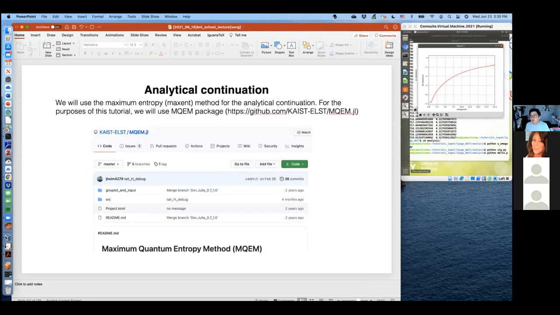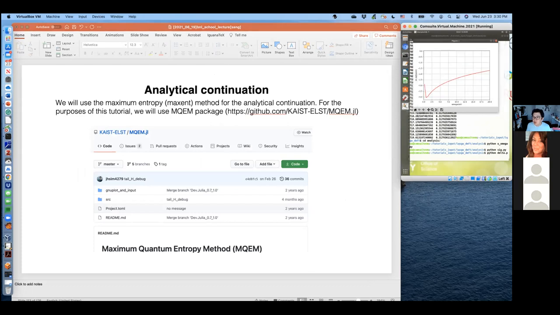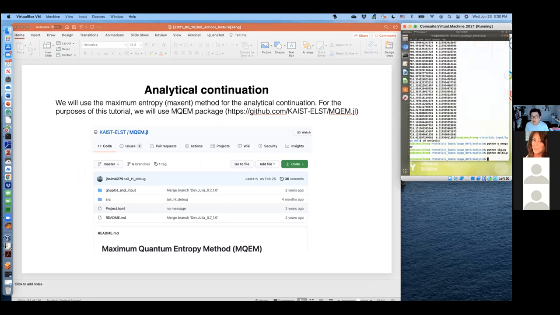Okay, so next is the analytical continuation. All our formalism is done on the Matsubara, or imaginary, frequency and time axis. So if we want to plot some quantity on a real axis, we should do the analytical continuation. There are many different methods, such as MaxEnt, which is the maximum entropy method, as well as Padé, which is just an expansion of the self energy using continued fractions. Maybe the terminology could be wrong, but for this particular demonstration, we will use a package developed at KAIST in Korea.